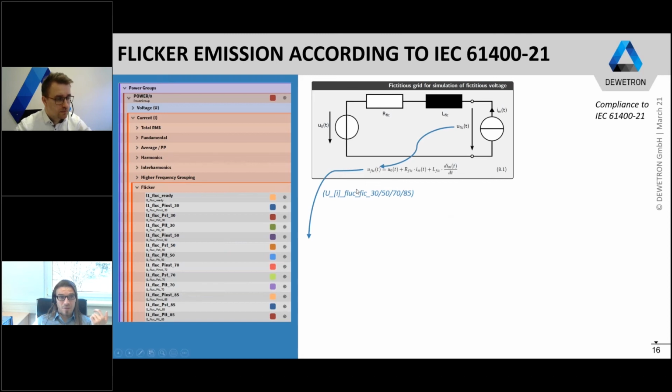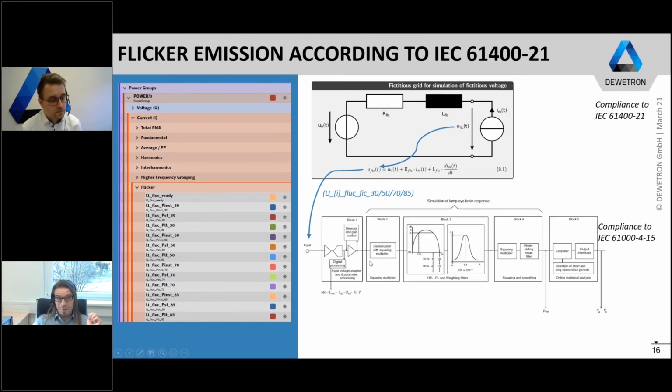Again, here is the output, the fixture's voltage, and per input current you will get 4 different output voltage signals with a phase shift of 30 degree, 50 degree, 70 degree, and 85 degree to your current signal. These fixture's voltage signals are then fed into this flicker emission, into this flicker meter, which is described in the second standard. The only difference here is that you don't calculate any key parameters.